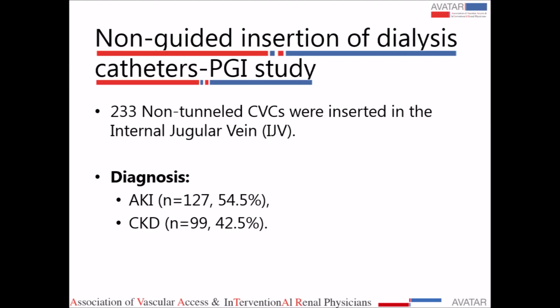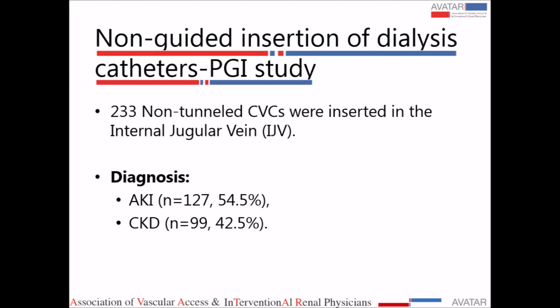So this is a study which was done in PGI when we did not have routine availability of ultrasound in our dialysis machine. Nowadays we have a routine ultrasound machine available in our dialysis room, and we are doing all catheter insertions under ultrasound guidance. But there was a time when it was not routinely available, and we were forced to insert dialysis catheters without ultrasound guidance. We analyzed around 233 non-tunnel catheter insertions in the internal jugular vein.